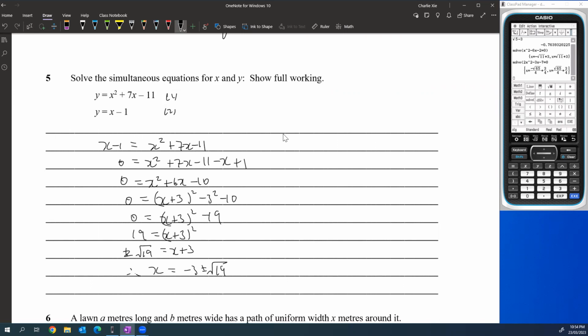And to find your y, I wouldn't use the first equation, just use the second equation. Therefore, y equals negative 3 plus or minus square root of 19, take away 1, which is negative 4 plus or minus square root of 19. All right, so we have two pairs of solutions. When x equals negative 3 plus square root of 19, y equals negative 4 plus square root of 19. When x equals negative 3 minus square root of 19, y equals negative 4 minus square root of 19.